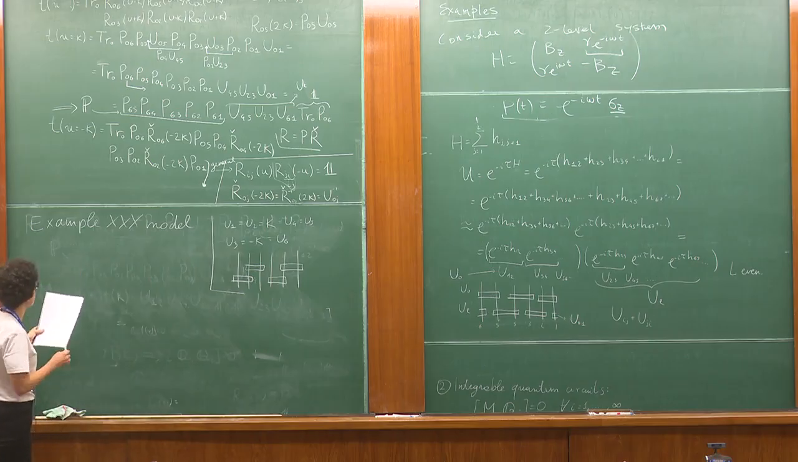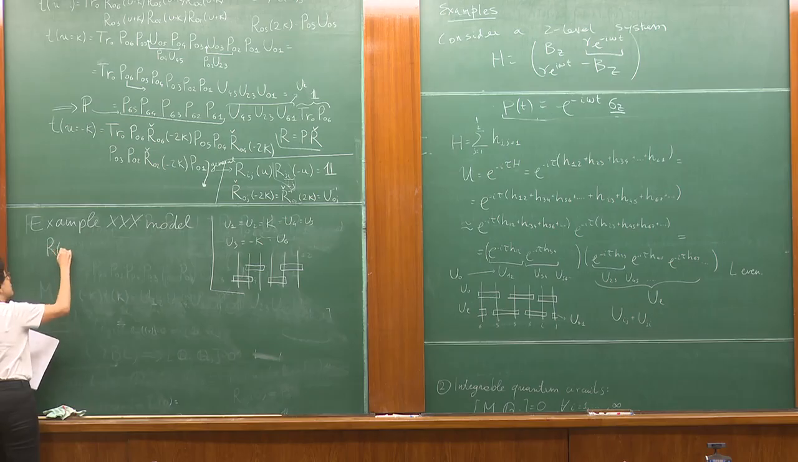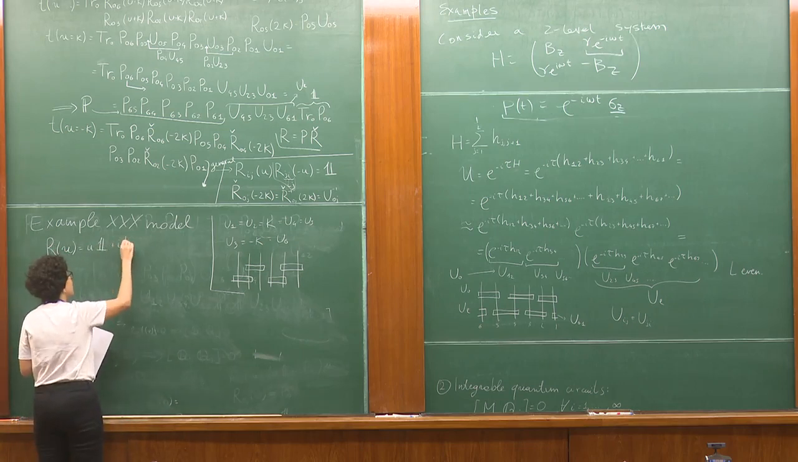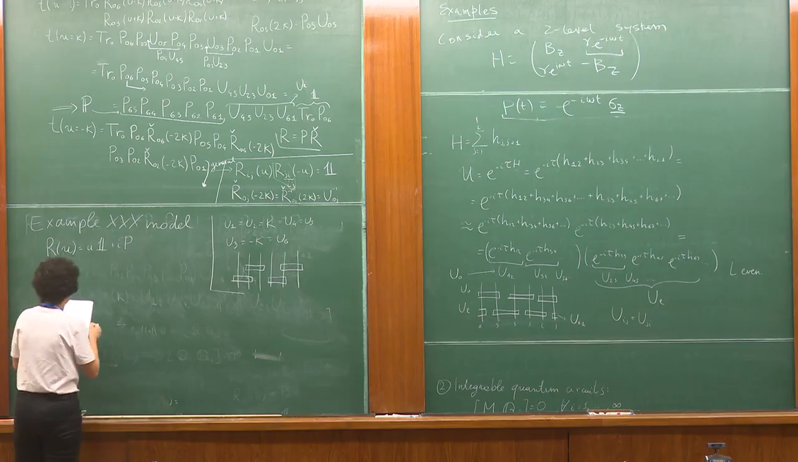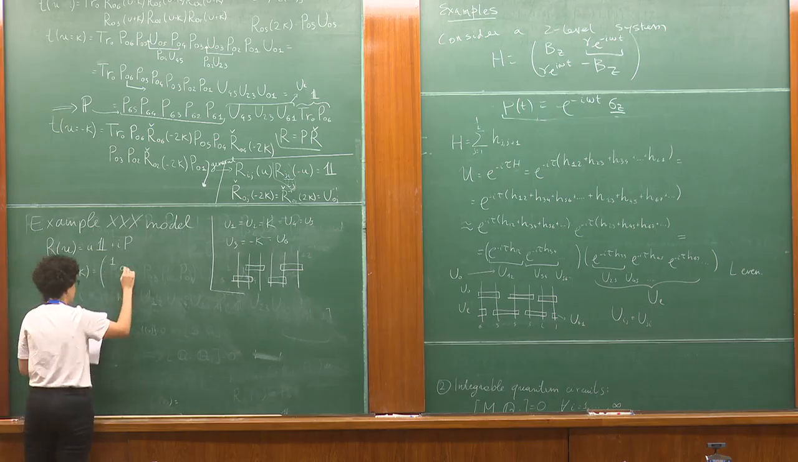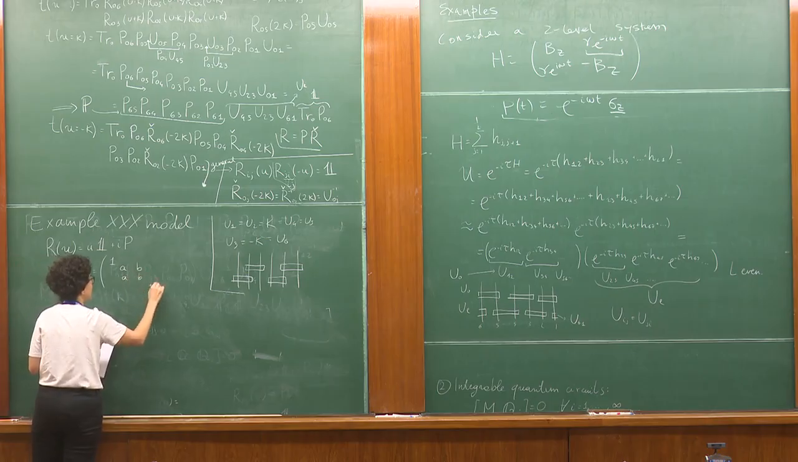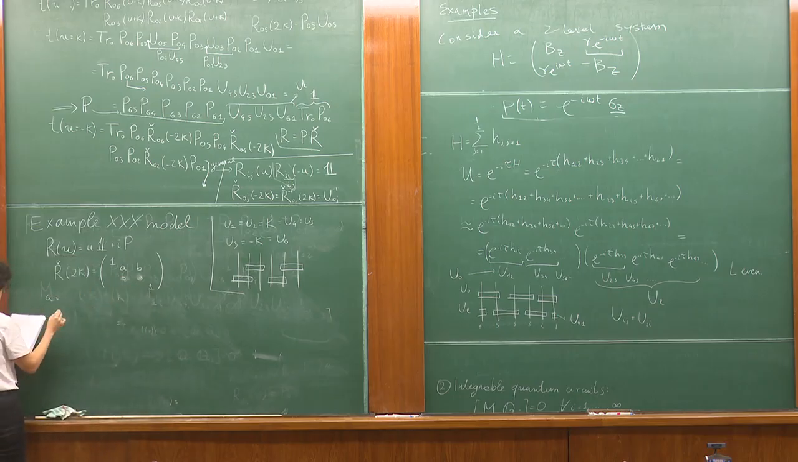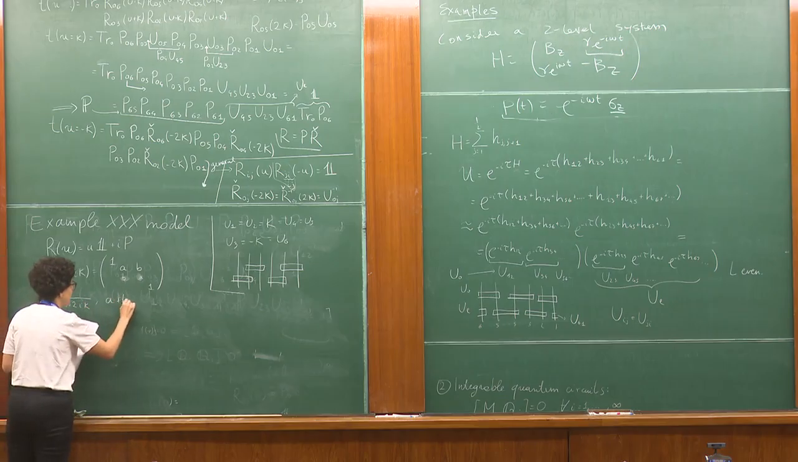Okay, but let me do the example of the XXX model. So for the XXX model, the R matrix of U is equal to U identity plus I P. And to have unitary dynamics, R check of 2 kappa can be written in this form: 1, A, B, A, B, 1, and A will be equal to 1 plus 2 I kappa, and then we have the property that A plus B is equal to 1. This is the same definition as yesterday, but written in terms of kappa now.